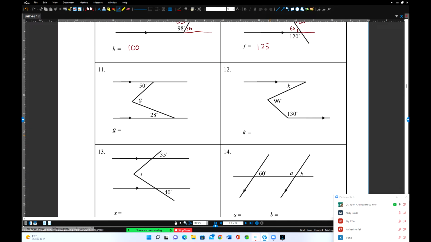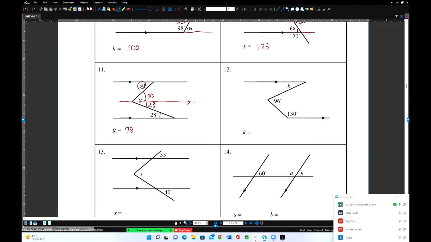Number 11. Oh, we get the same thing. Make one more parallel line there. This is 50. This is also 50. Alternate interior angles are always congruent. They are equal in measure. Okay, and this is 28. This is 28. Okay, G is what? The sum of these two angles. Okay, 50 plus 28 is... no, 78, not 170, okay? 78.